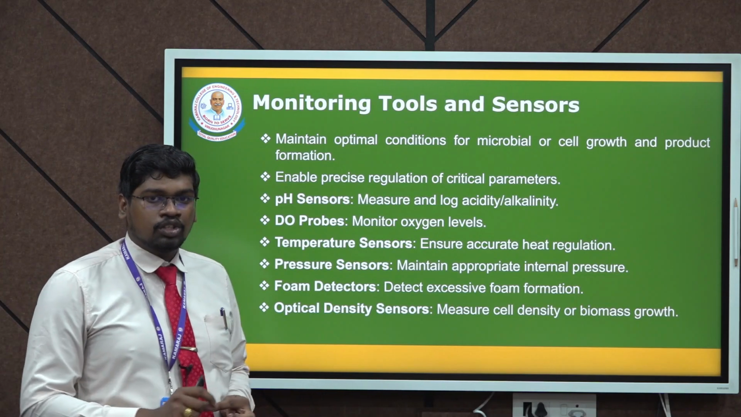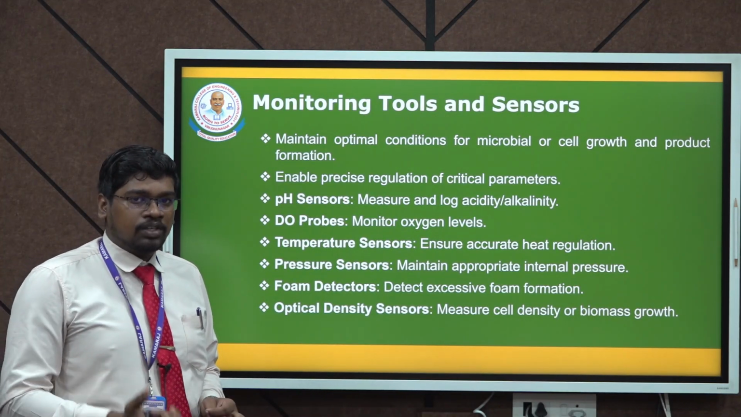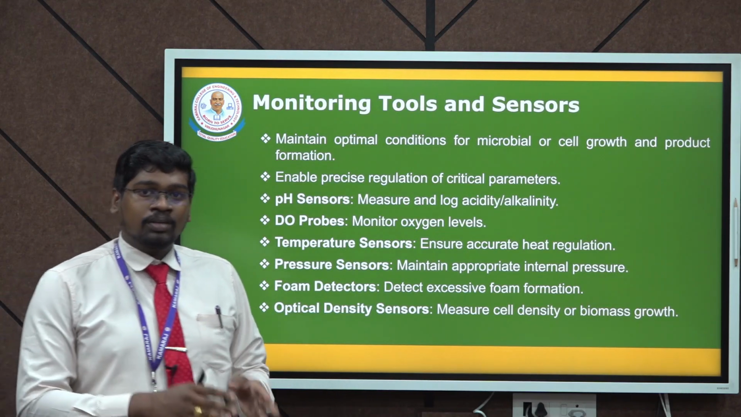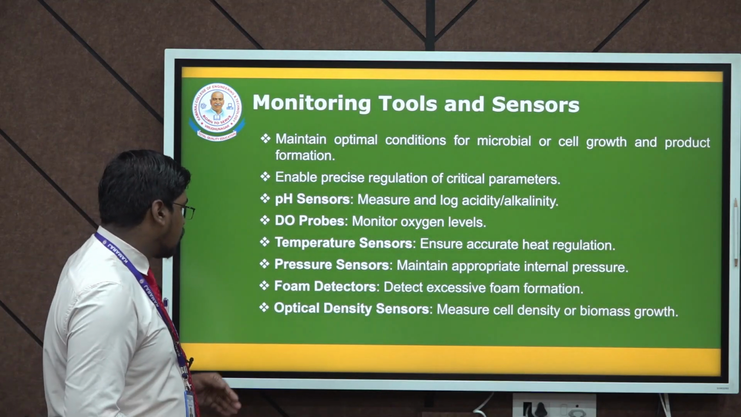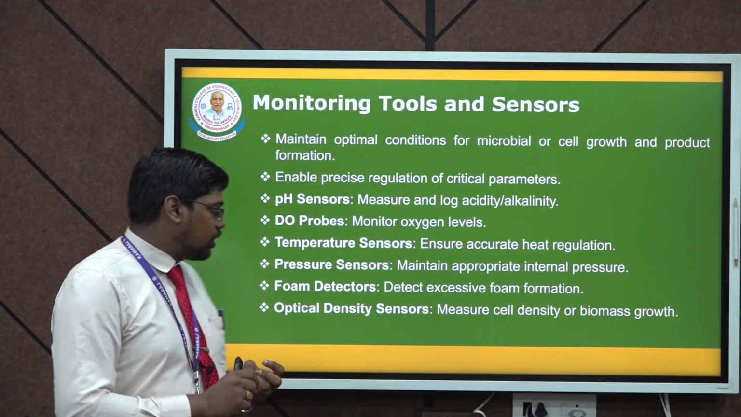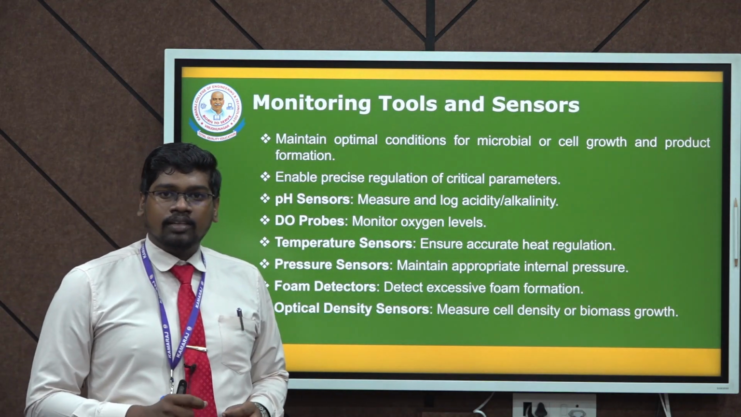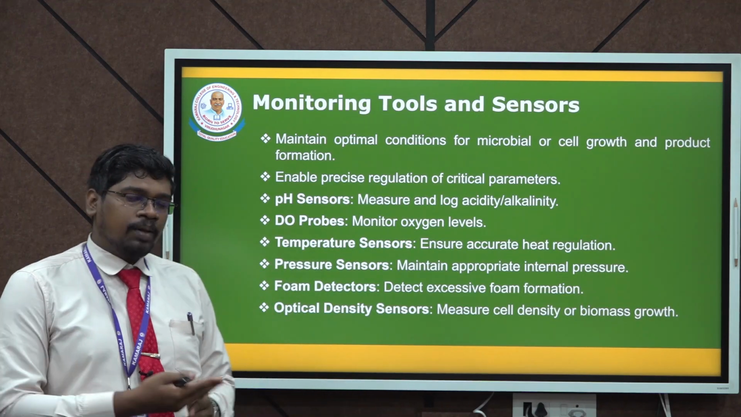Pressure sensors are used to monitor the pressure building inside the system and to regulate the pressure present in the system. Foam detectors detect the presence of foam inside the system and activate the anti-foaming dispersal systems. Optical density sensors are used to monitor the cell density or other components that are measurable by the control system.